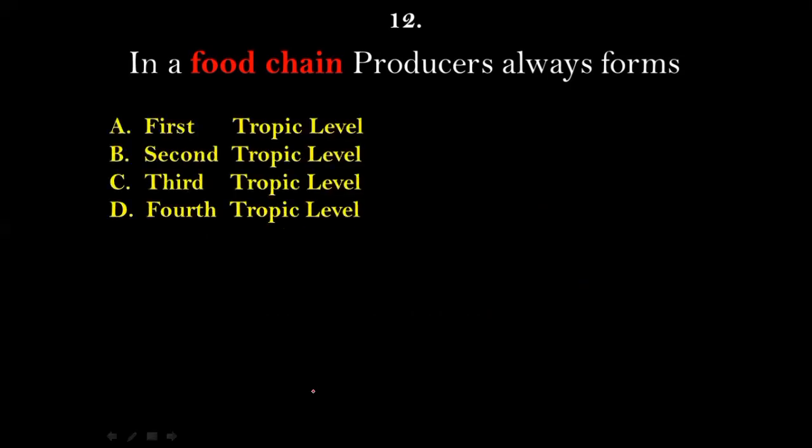Next, question number 12. In a food chain, producers always form which of the following trophic levels? First trophic level, second trophic level, third trophic level, or the fourth trophic level?